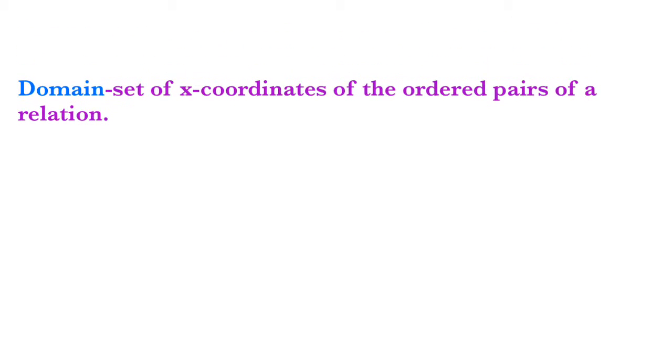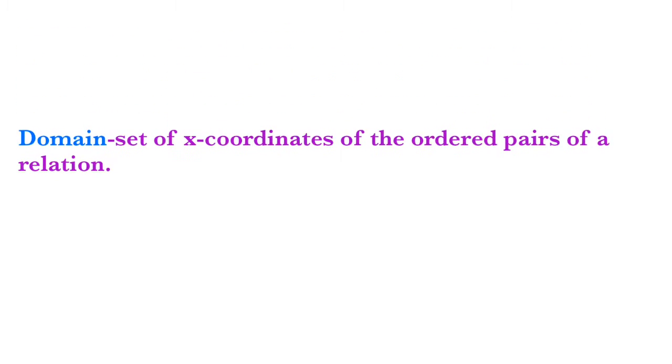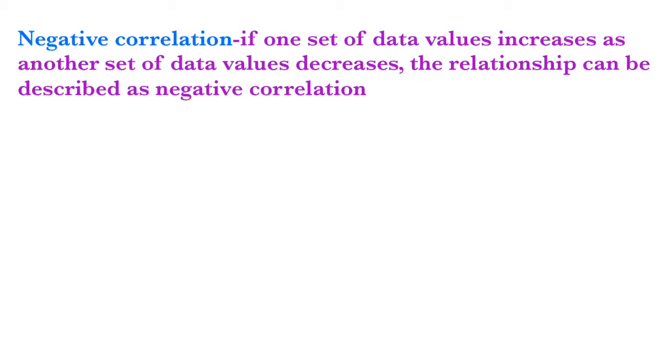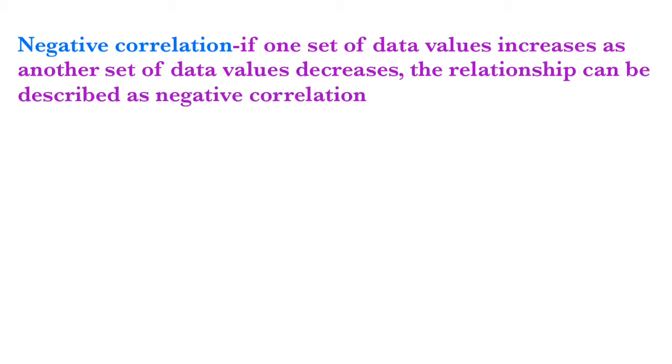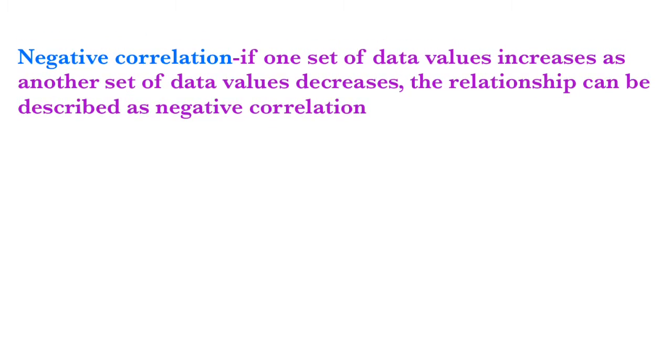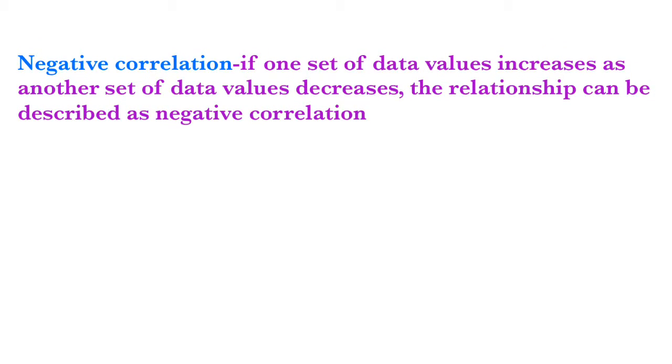Vocabulary for Chapter 3. Domain: the set of x coordinates of the ordered pairs of a relation. Negative correlation: if one set of data values increases as another set of data values decreases, the relationship can be described as negative correlation.